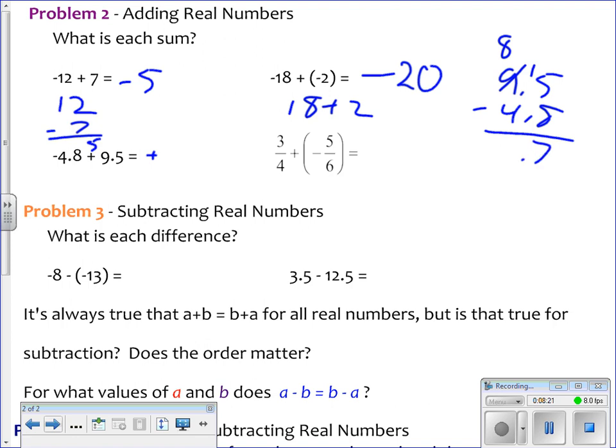Bring down the decimal point. 8 minus 4 is 4. 4.7. Because my answer is positive, and I determined my answer was positive before I did the work. Does that make sense? Okay, last one to do here.